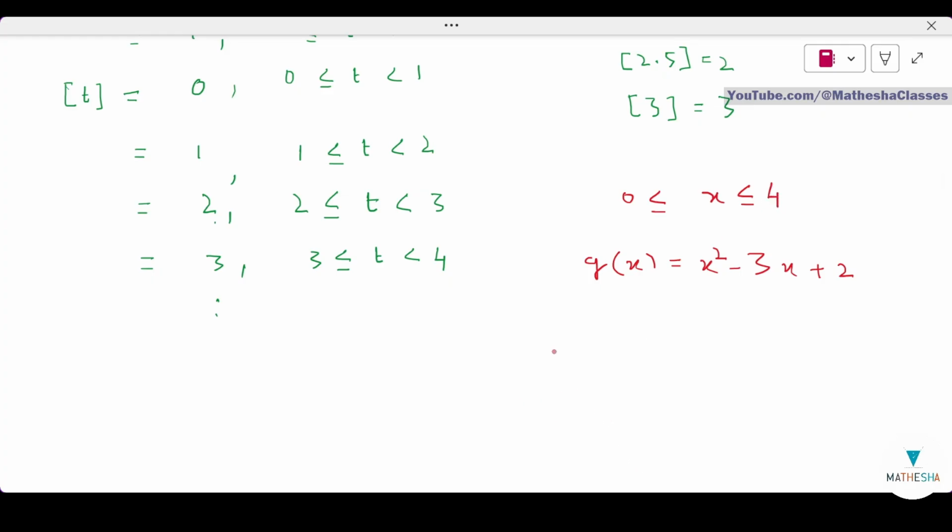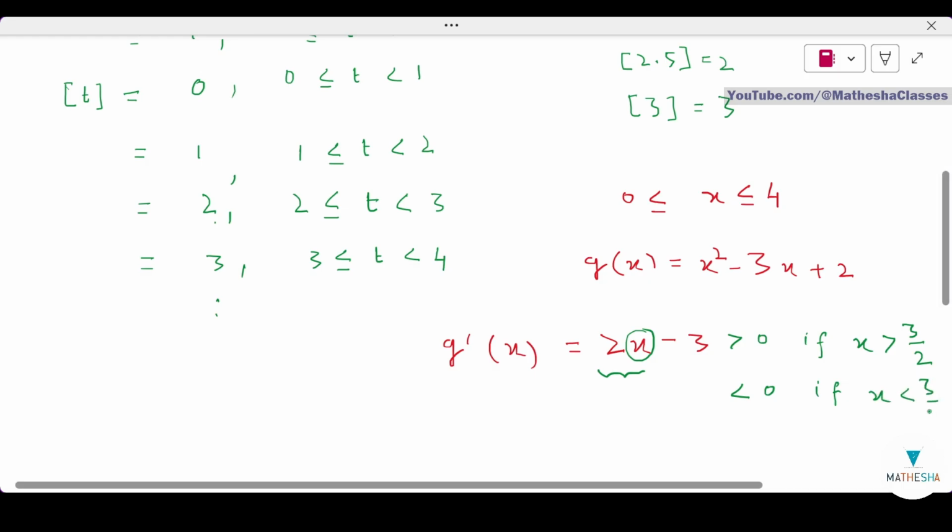Now note one thing, what will be g dash x? If you take the first derivative, you will be getting 2x minus 3. And note that when the value of x is bigger than 3 by 2, this part will have value bigger than 0. So that is bigger than 0 if x is bigger than 3 by 2. Similarly, this part is less than 0 if x is less than 3 by 2.